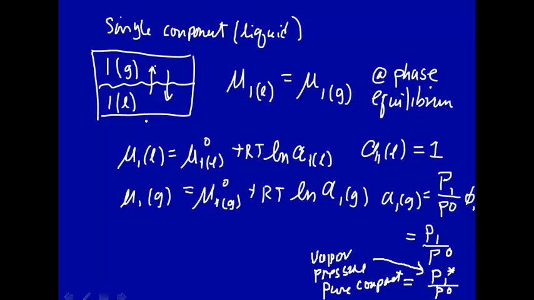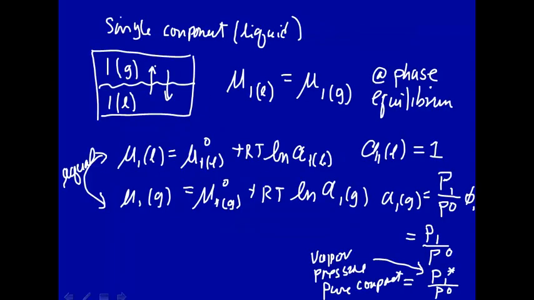All right, so we have an expression for the chemical potential in the liquid, the chemical potential in the gas phase, and at phase equilibrium, the chemical potentials are equal. All right, so with that, let's equate these two. At equilibrium, they're equal. So on the next page here, we'll equate those two.